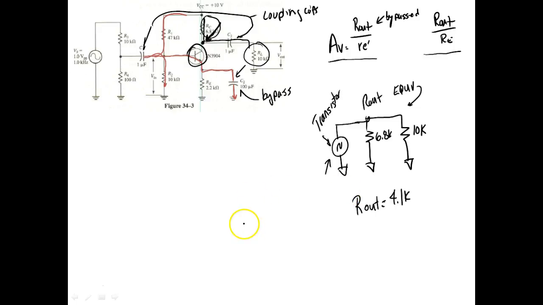So the formula would be 1 over 6.8K plus 1 over 10K. That's the formula. Or you can use what we call the product over the sum. But what's nice about the reciprocal is you can do that without using parentheses.